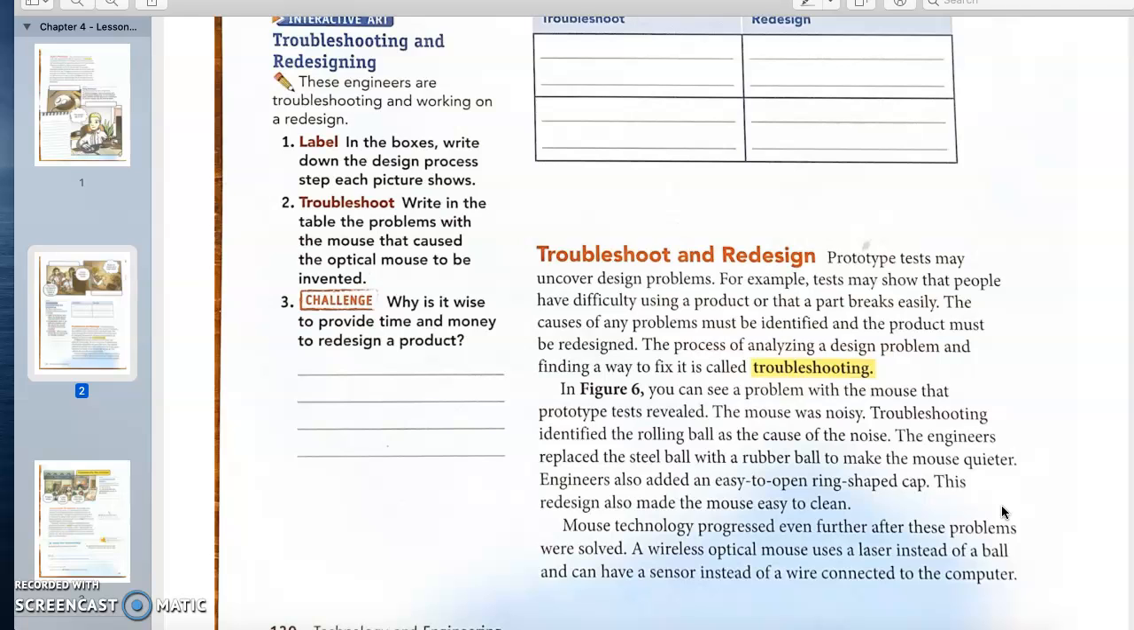In Figure 6, you can see a problem with the mouse that prototype tests revealed. The mouse was noisy. Troubleshooting identified the rolling ball as the cause of the noise. The engineers replaced the steel ball with a rubber ball to make the mouse quieter. Engineers also added an easy-to-open ring-shaped cap. This redesign also made the mouse easy to clean. Mouse technology progressed even further after these problems were solved. A wireless optical mouse uses a laser instead of a ball and can have a sensor instead of a wire connected to the computer.